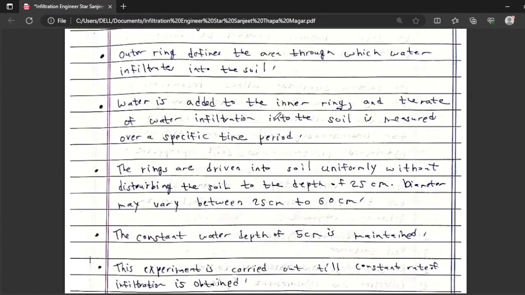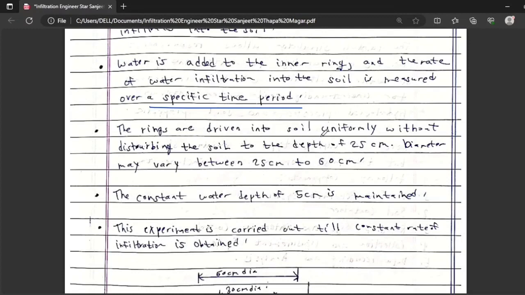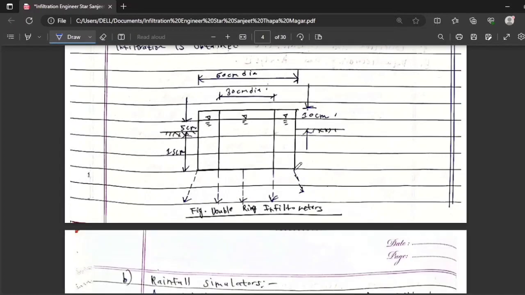Water is added into the inner ring, and the rate of water infiltration into the soil is measured over a specific time. The rings are driven into the soil uniformly without disturbing the soil. We should keep in mind that the soil should not be disturbed while driving the ring into the soil. So we use an impact absorbing hammer to drive the ring, and the ring has a sharp end below so that it can penetrate easily without disturbing the soil.